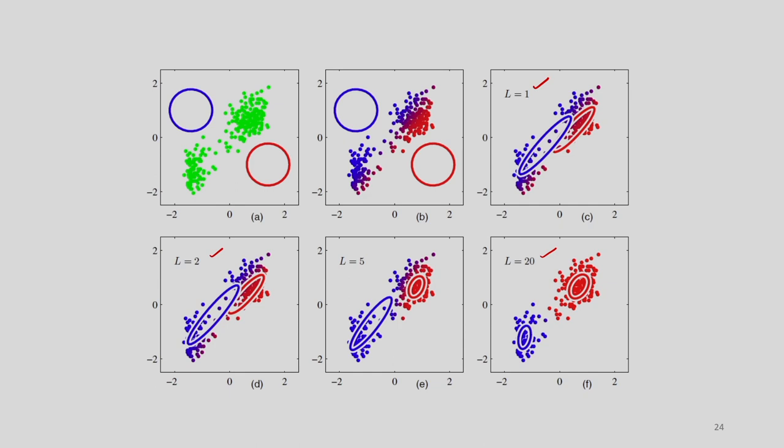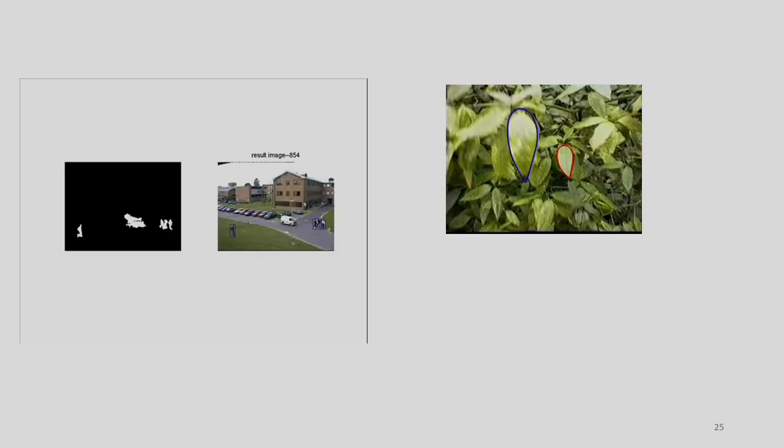One application of this algorithm I can show here. This is applied in computer vision. In this computer vision application, we can consider the segmentation problem, that is, the segmentation of foreground and background, which is also called background modeling. And another one is tracking. In this case I am considering the tracking of a leaf.